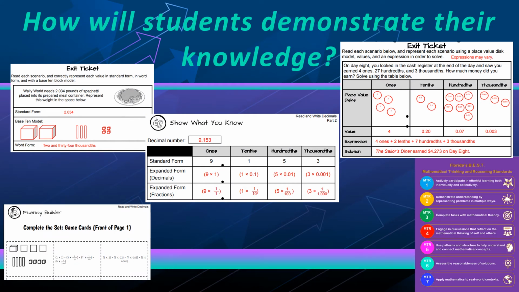Throughout this unit of study, we should see multiple opportunities for students to show their understanding. This could mean students demonstrating their knowledge of reading and writing decimals as well as composing and decomposing decimals during the Explore lesson with the exit ticket at the end, or the Show What You Know as a follow-up. Students could also show their understanding through a fluency builder. These are examples of formal and informal assessments that a teacher can use to gauge a student's understanding that came from the STEMscopes resources. These resources highlight MTRs 2, 3, and 7.